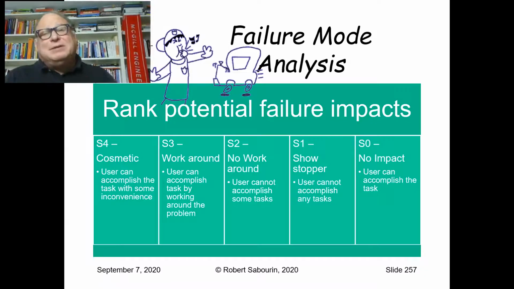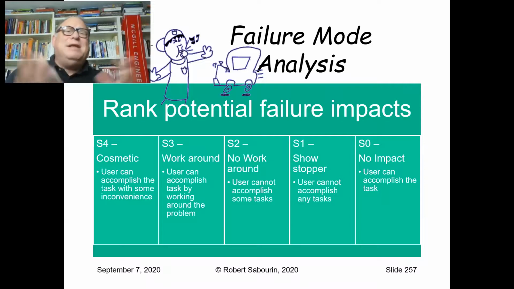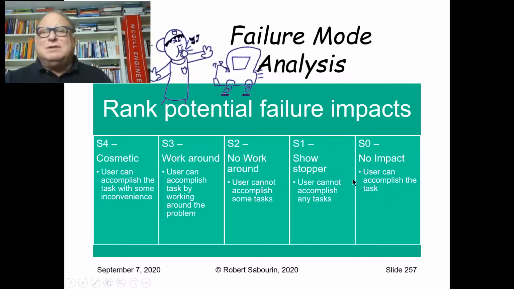They can accomplish some of their work, but not a particular one. A workaround means they can accomplish their task, but they have to do something tricky to get around it. And cosmetic would mean there's maybe some inconvenience. So those are the different severity levels. If you were to implement this, it would be a very good idea for your team to build up a catalog of examples so that we could be very specific about what's the difference between an S2 and S3, etc.